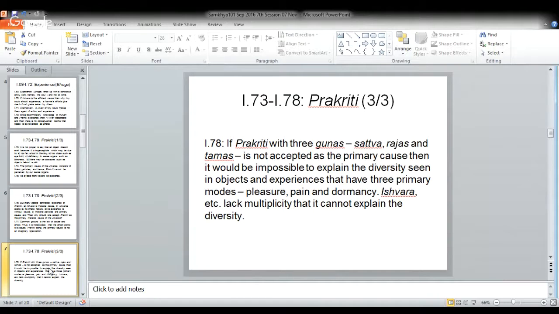Finally, he says in 1.78, Triguna viparyaya anupapatteshcha. This is his very strong final argument. Let me read his translation. If Prakriti with three gunas, namely Sattva, Rajas, and Tamas, is not accepted as the primary cause, then it would be impossible to explain the diversity seen in objects and experiences that have three primary modes.